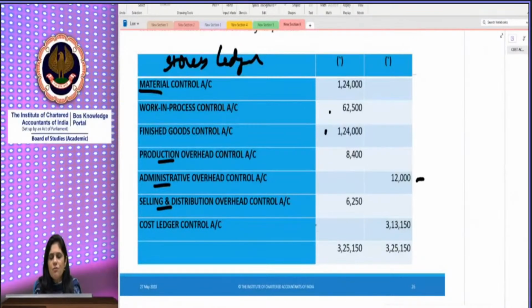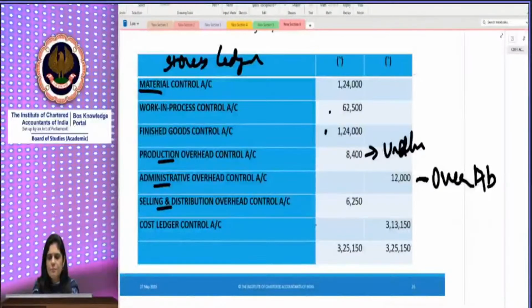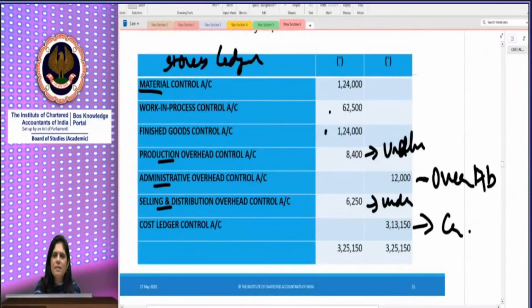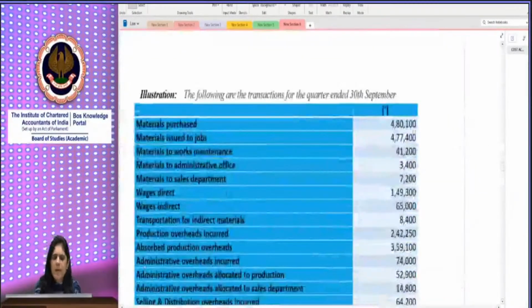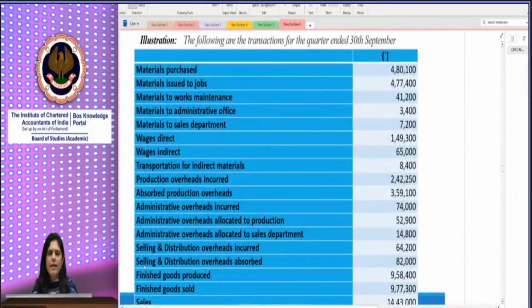Administrative overhead control account, credit balance, over absorption. Credit balances are over absorption, debit balances are under absorption. Clear? Selling and distribution debit, again it's an under absorbed balance from last year. So to balance BD, selling and distribution. Cost ledger account, again it's a balancing account, so it's a credit balance. So please write all the opening balances, debit and credit respectively. Let's start. You will do the posting. I'll tell you how we will do it together.